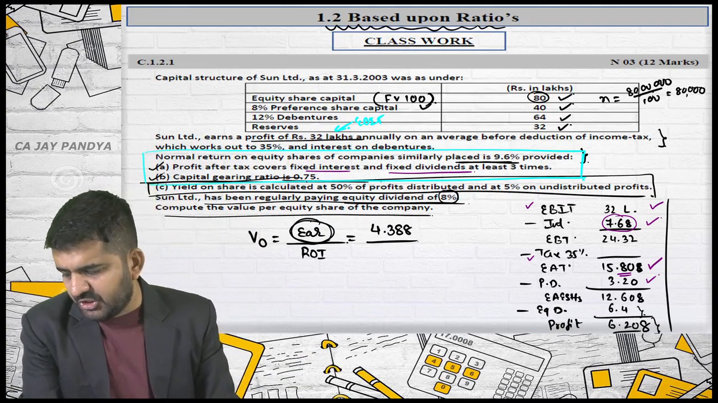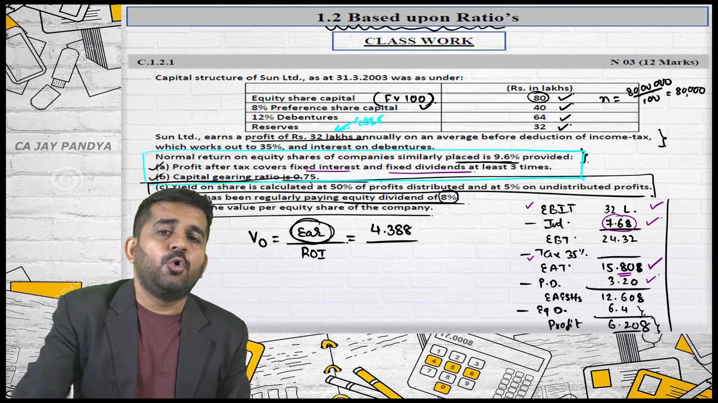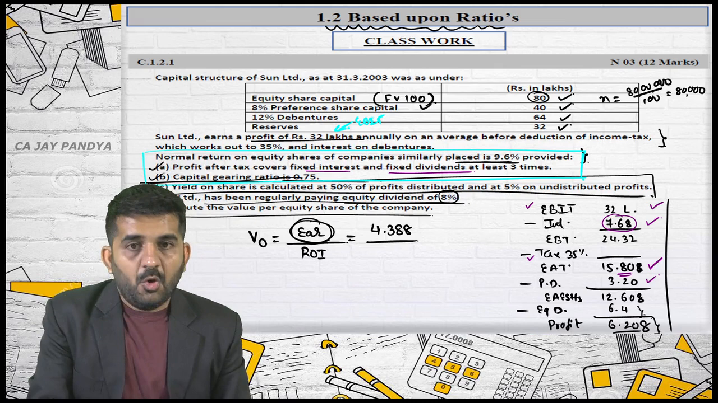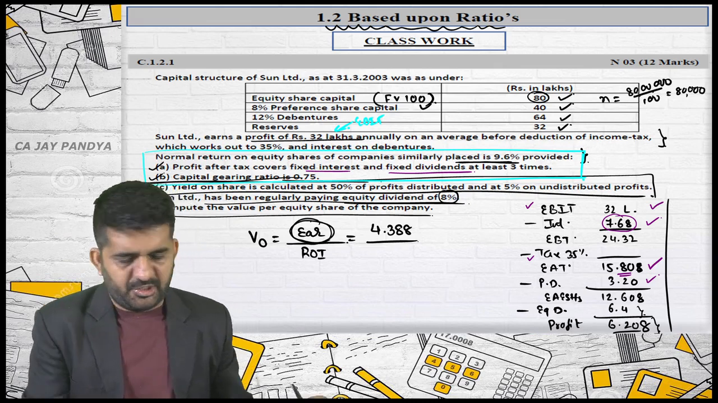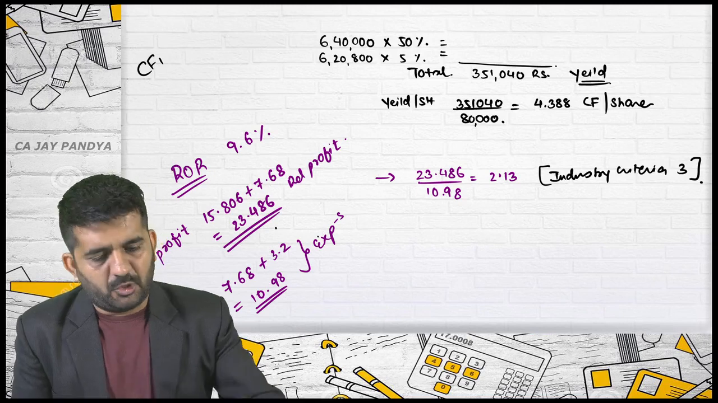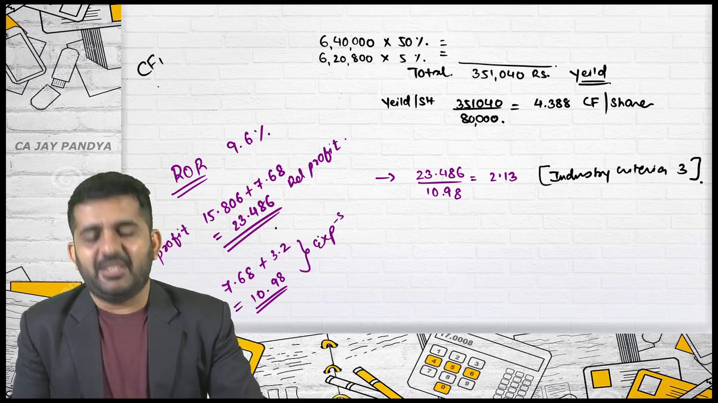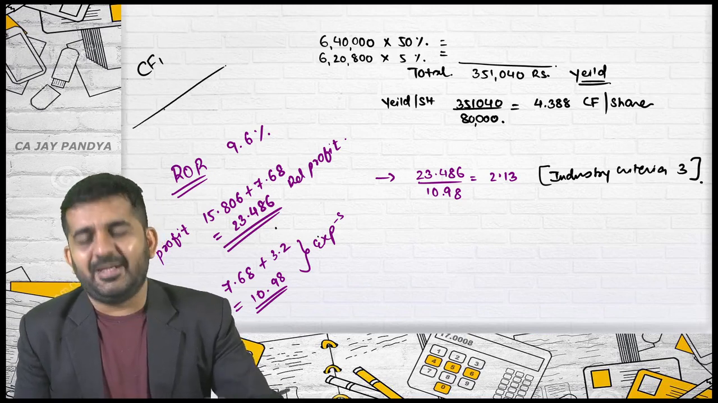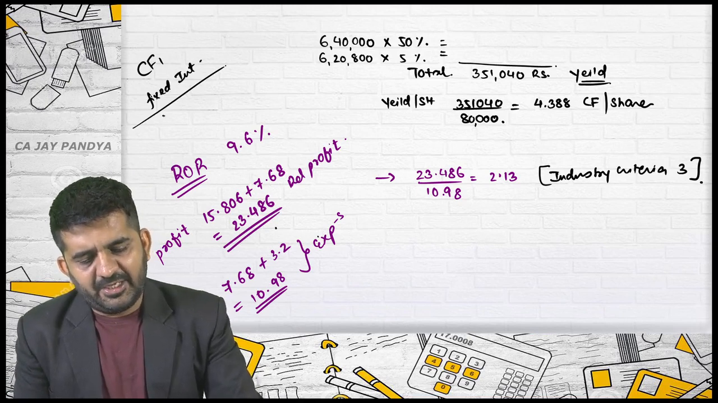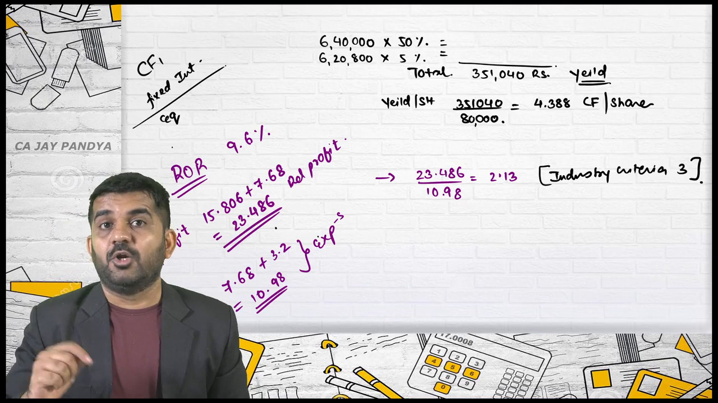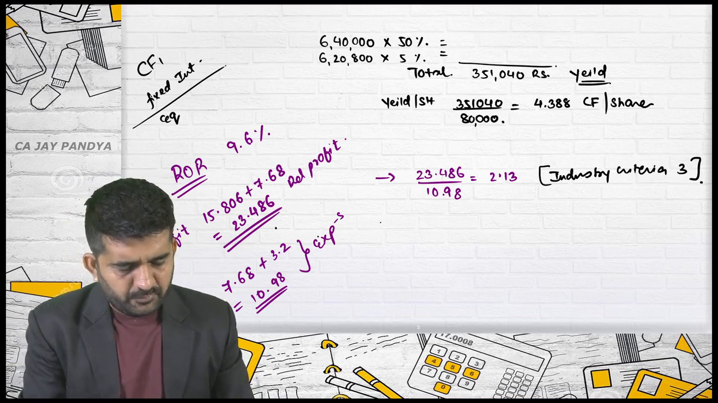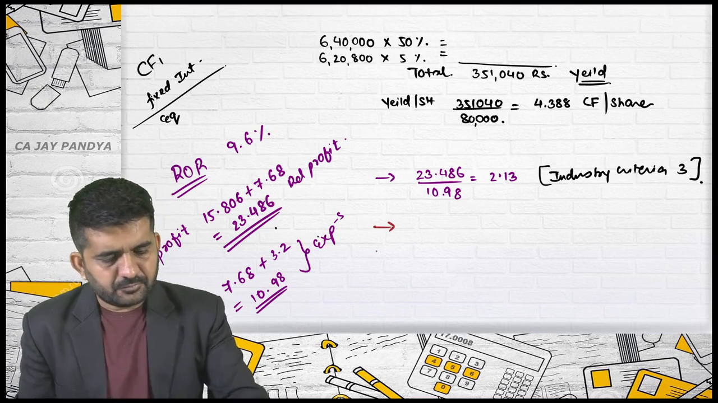Capital gearing ratio should be 0.75. What is capital gearing ratio? Please try to understand. Again, you should know the formula from your law standard. Capital gearing ratio: in the numerator you write fixed interest bearing security, and in the denominator you write equity, not equity share capital, but equity plus reserves. Is it alright? So let me find it out.